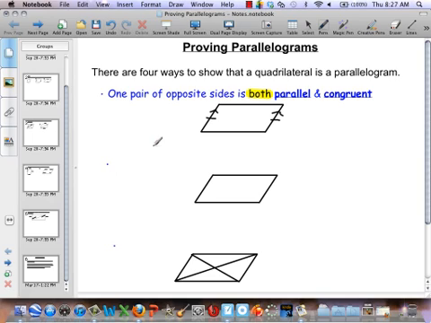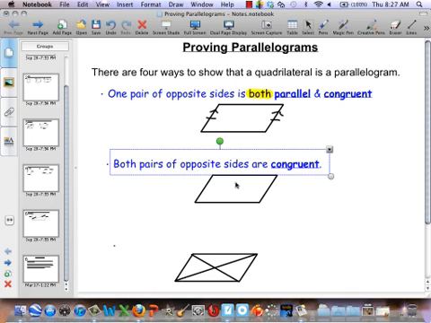But we're not always given that information, so let's suppose we are given something else. If both pairs of opposite sides are congruent, so we have a pair of opposite sides that are congruent, and we have these 2 sides that are congruent, therefore we are a parallelogram. Again, neat little shortcut. Notice in this one, you're not told anything about the slopes. You don't know if they're parallel or not, but it doesn't matter. If both pairs of opposite sides are congruent, then it's a parallelogram.